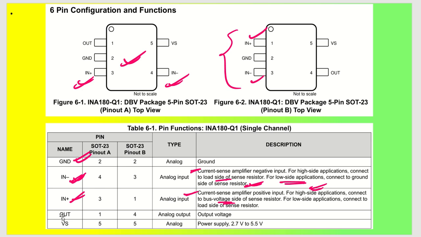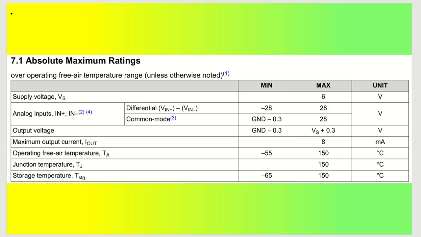Now coming back to the output. The output is going to give you an analog output voltage, and this is Vs, which is our supply voltage, which can take up to 5.5 volt. So generally it depends on what output voltage you want at the full scale level, and that much supply you will be giving, either 3.3 volt or 5 volt. Okay, good. So let's talk about the absolute maximum ratings.